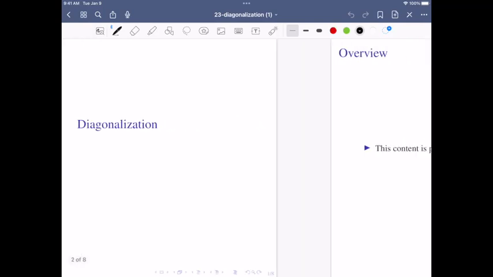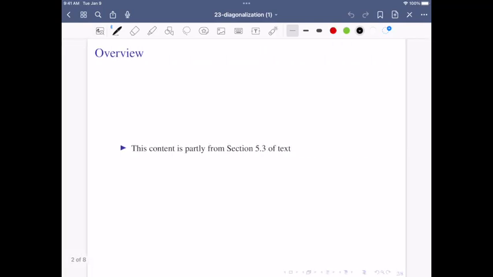Diagonalization. This part is from section 5.3. It can be considered as an application of eigenvalues and eigenvectors. We learned how to find eigenpairs and corresponding eigenspaces. So using that knowledge, we can do diagonalization of the so-called PDP inverse.